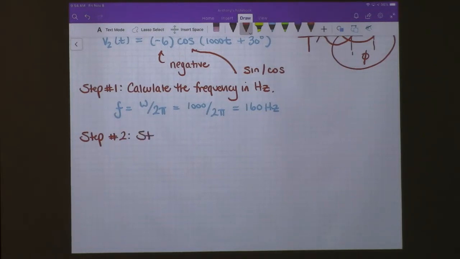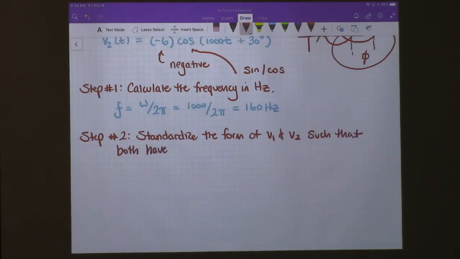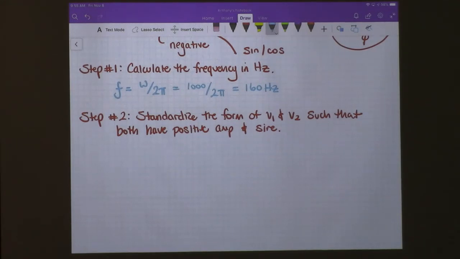We want to, what I'm going to use the term, standardize the form of V1 and V2, such that both have a positive amplitude and use the sine function as opposed to the cosine function. And so for this, we will use some trig identities.